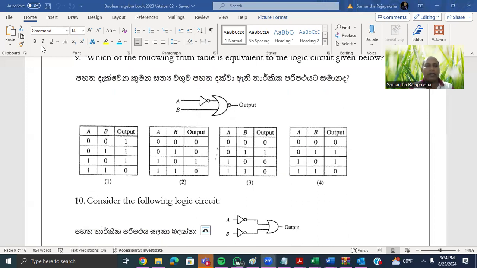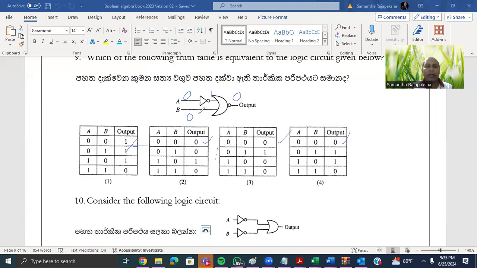We want to find the answer here, then you can put each input 0 and 0. When it is 0, this will be 1. 0 plus 1, the answer will be 0. Then this is wrong. This is okay. This is okay. This is okay.